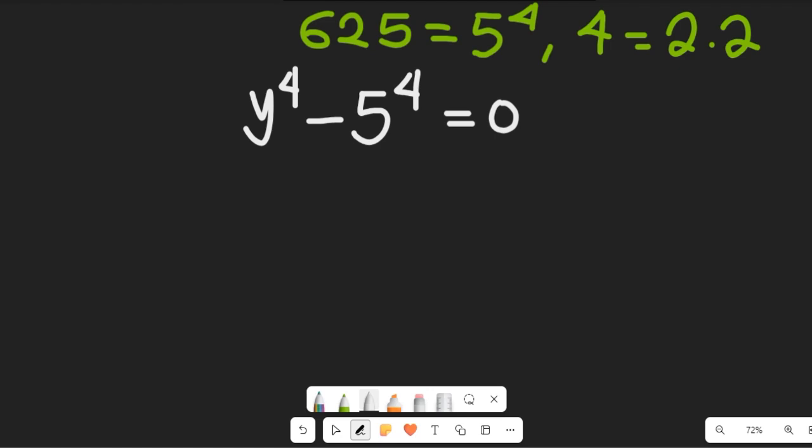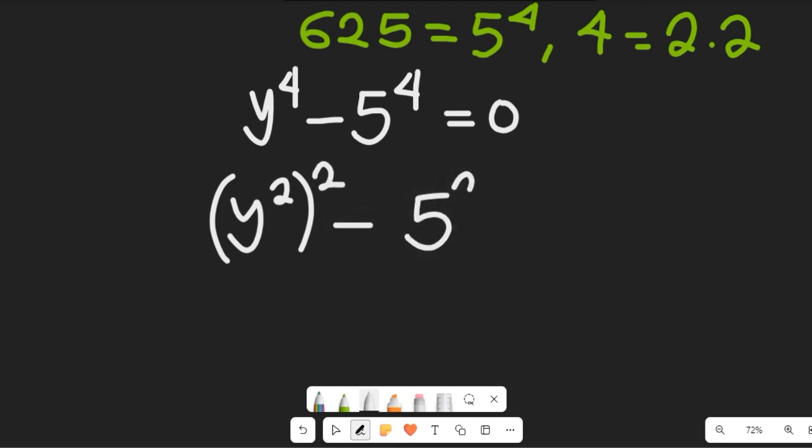That way, we can simplify further. So what we're going to do now is to break this off. And this will be y squared all squared, and this will be minus 5 squared all squared. Remember, if you multiply the exponents, it's still going to give us 4, and this will be equal to 0.